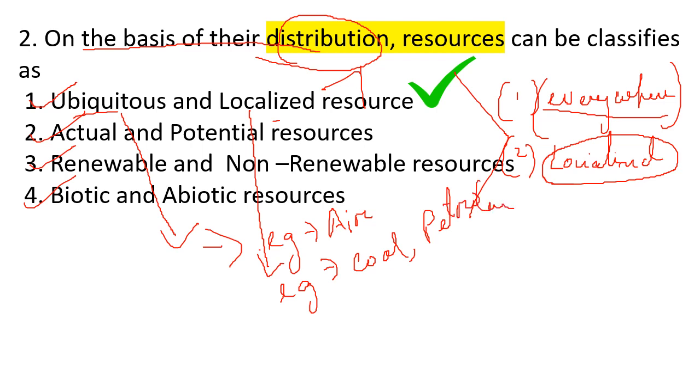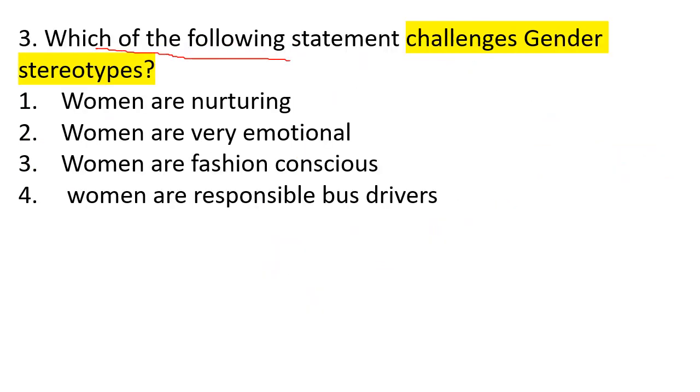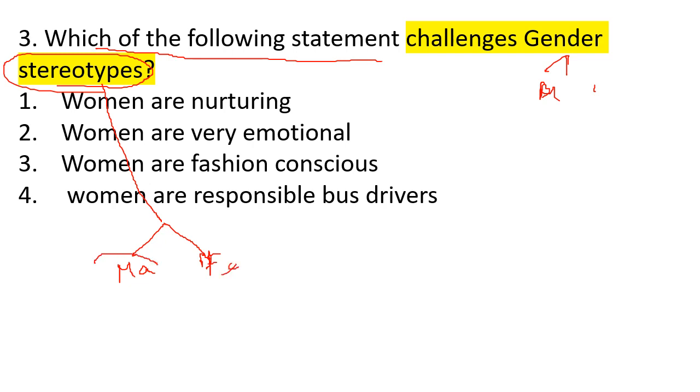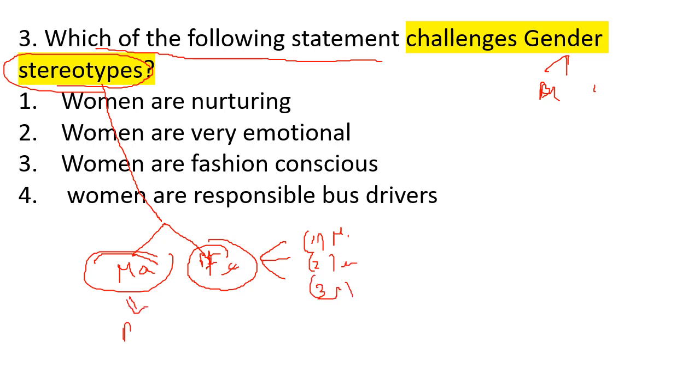Next question. Which of the following statements challenges gender stereotypes? I think all of you know the meaning of gender, the division between male and female. And what is the meaning of stereotypes? That which differentiates the roles between male and female. Sometimes people say that in our society females are very nurturing, very emotional, and very conscious, whereas the males are the breadwinners. So these are the kinds of divisions which we see in our society.